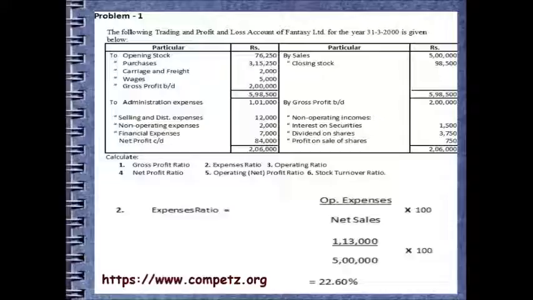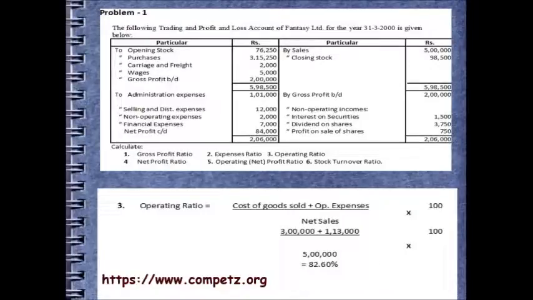That is your operating expenses divided by your net sales. You can see in the trading account credit side by sales 5 lakhs. So 1,13,000 divided by 5 lakhs multiplied by 100 to get percentage is equal to 22.60%. Then friends, your third ratio to calculate is your operating ratio. Operating ratio, the formula is cost of goods sold, COGS, plus your operating expenses divided by net sales multiplied by 100. So your cost of goods sold, and for the cost of goods sold, there is a formula.